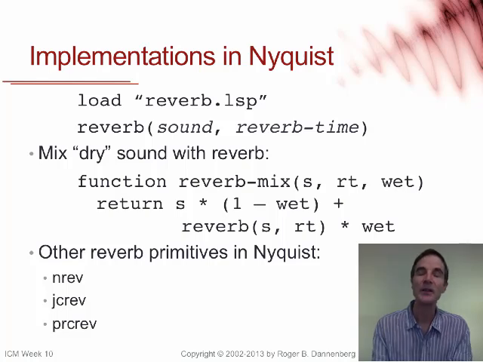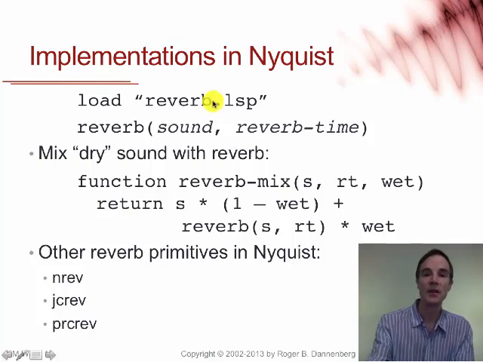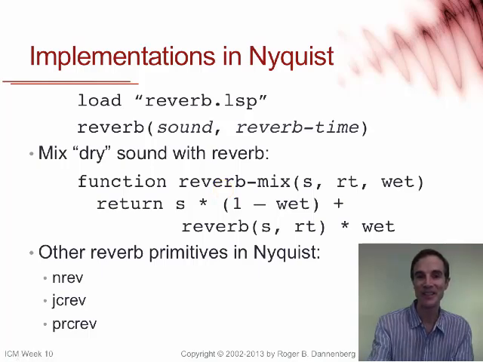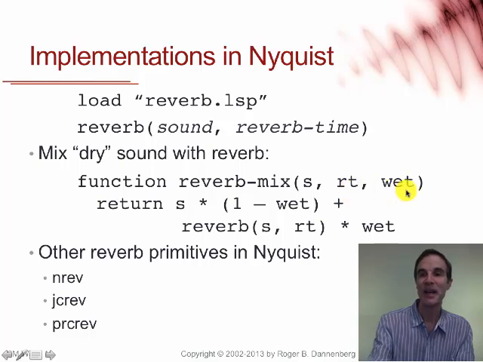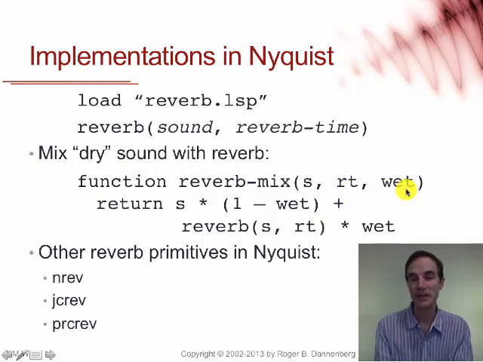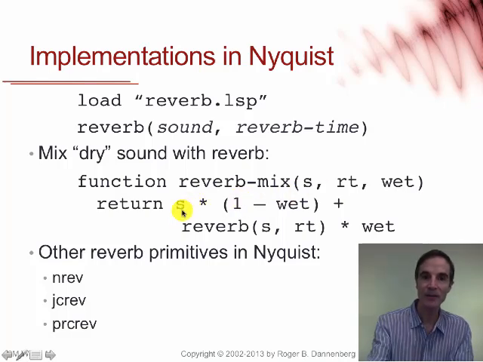When you use it, you shouldn't just take the output alone. You should mix the reverb with the original or dry signal. So here's a typical function. Feel free to copy this. This is a reverb mix, and it takes a sound, the reverb time, and a parameter called wet, which is how much of the reverb signal you want. And what it does is it just returns a mix of the input sound and the reverberated sound.